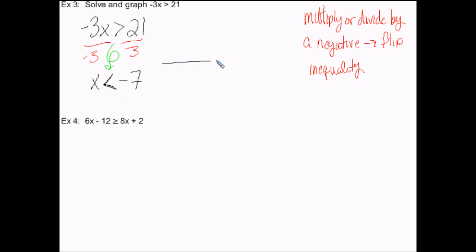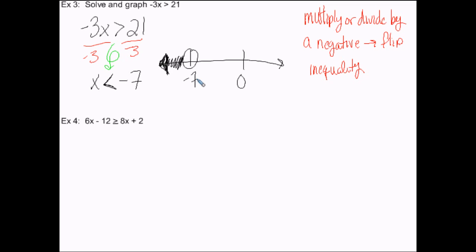Graphing, I have a 0, I have a -7, open circle because we're a less than. And then everything over here gets shaded. That's a 7, not a 1.